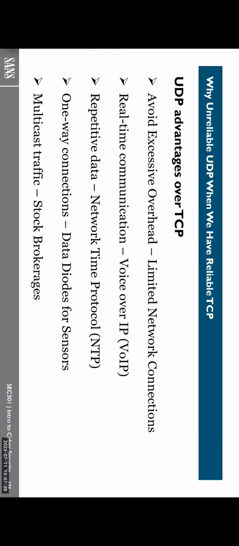Now, the third case here is where there's repetitive data. I'm getting similar data over and over and over again. If I miss one of those packets, no big deal. Like Network Time Protocol, NTP. With NTP, you set up a central time server for all of your users on your local network, and you're just going to tell them the time. That's not like an internet clock that doesn't exist. This is for my local network, where I'm just basically sending out the time.